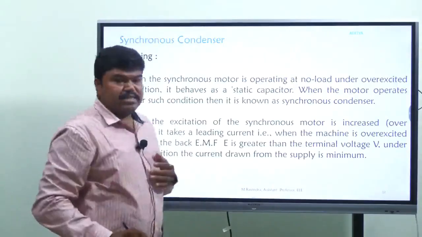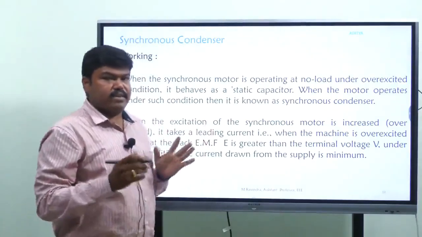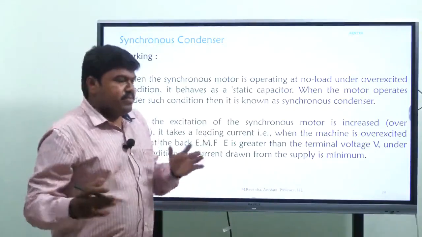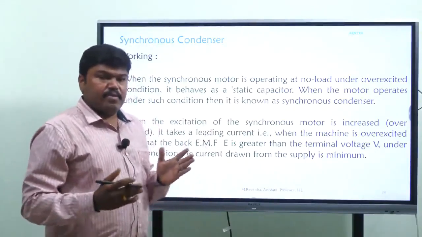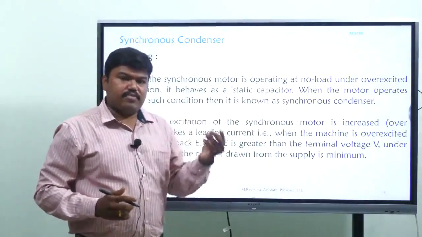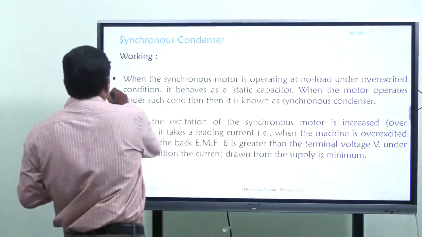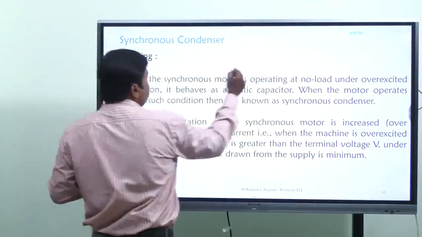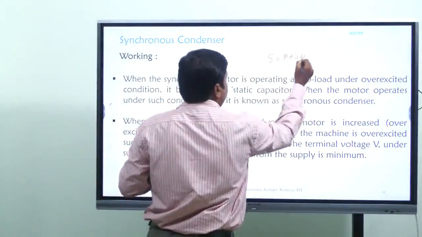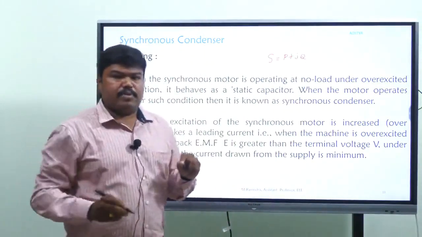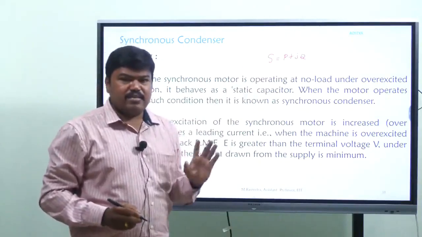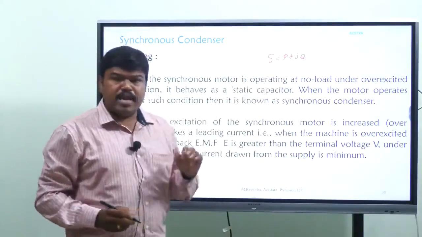Let us consider synchronous condenser first. What is a synchronous condenser and how can it generate reactive power? What is meant by reactive power? In the generation process, we have active power as well as reactive power. S is equal to P plus jQ. Totally we call it complex power, or S is the apparent power. Q is reactive power, P is active power.